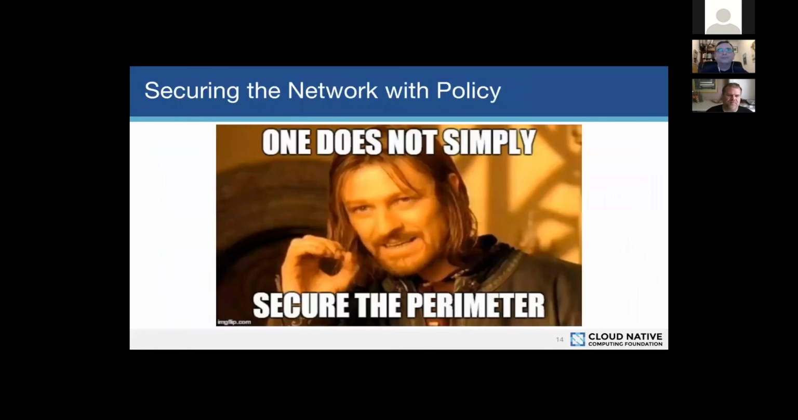So we hinted a little bit about security, and as we say here, one does not simply secure the perimeter.